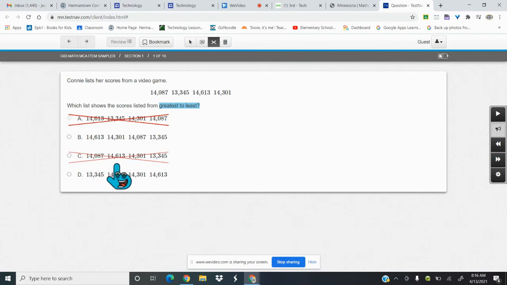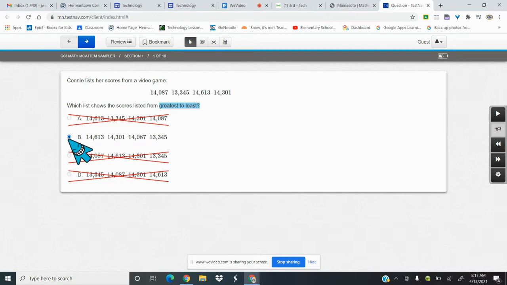14,087, 14,613. Nope, that does not work. And I know 13,345 does go last, so that doesn't work either. B is the correct answer. I'm going to click back to my cursor here and then click on the letter B.